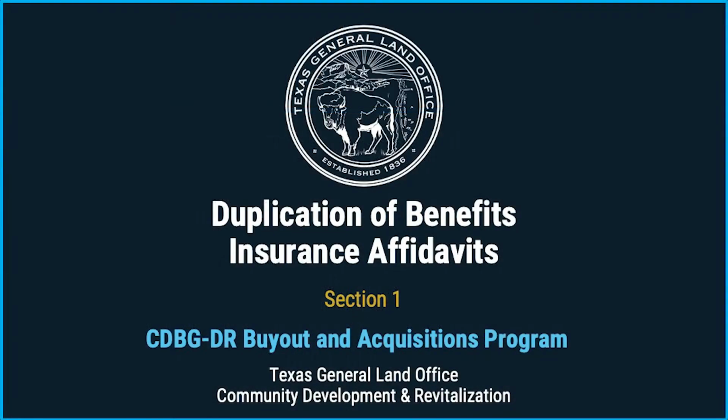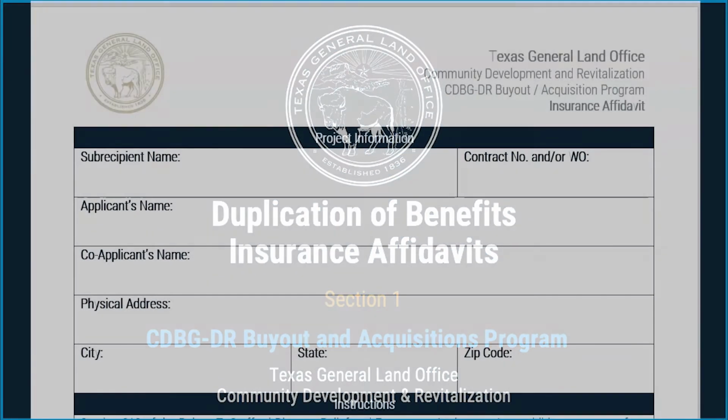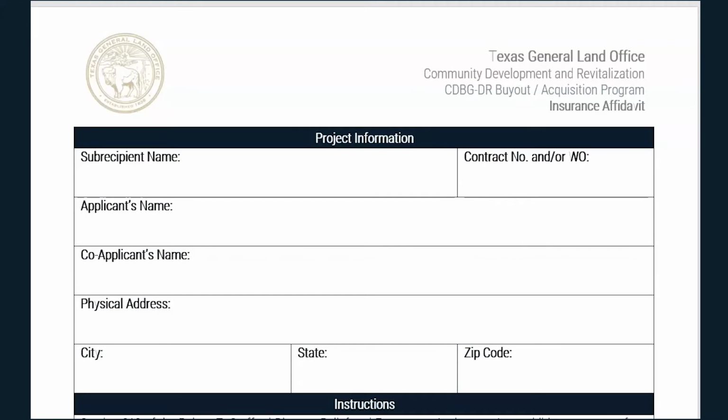For this video, we will use an example of a fictional applicant and location to explain the form. The first section of the insurance affidavit should be completed by the applicant, with the subrecipient providing them the subrecipient name and contract number. In the first cell, the applicant should insert the subrecipient name. Then the applicant should input the GLO contract number. The contract number is located at the top of the first page of the GLO contract.